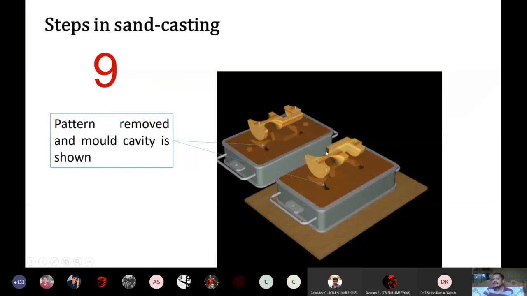If this location pin is not there, this may get shifted and finally you will get a distorted casting. In that case, the casted product will be a waste, or you have to spend money to machine it to get it to the required shape. So these are the pins which are used to locate your split piece pattern in its position.